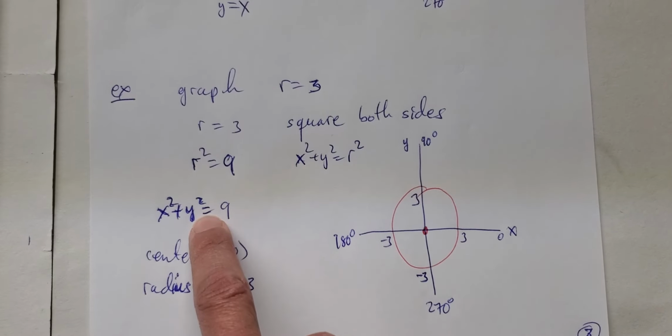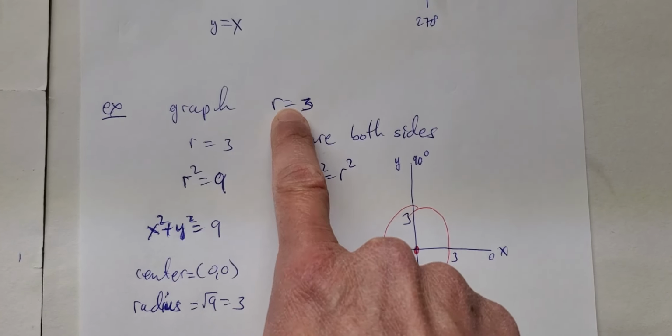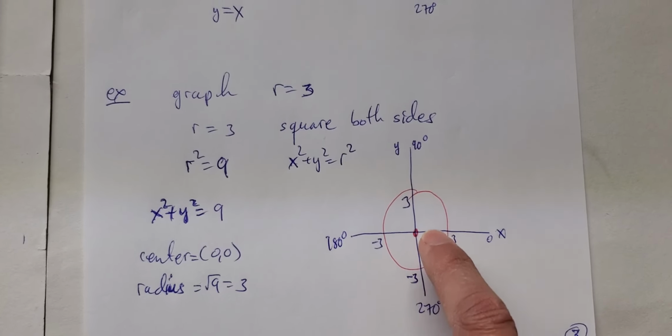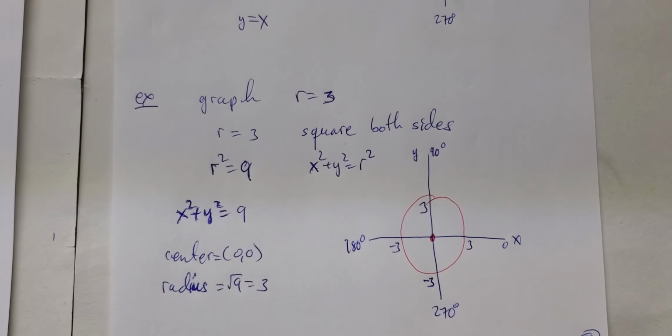So this right here is rectangular. This right here is polar. Rectangular, polar, same graph, same location. So be very careful on this.